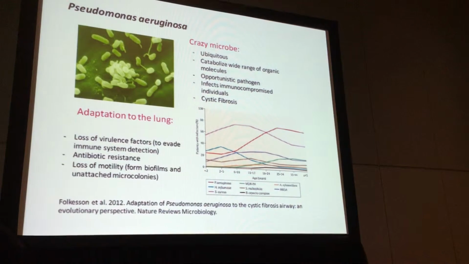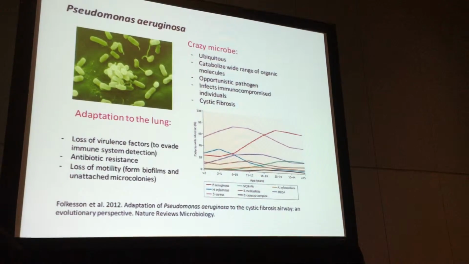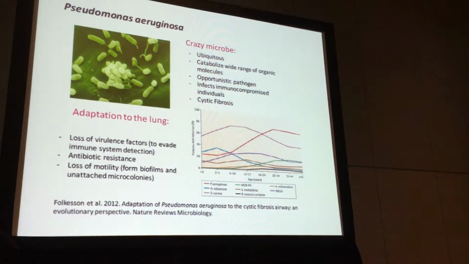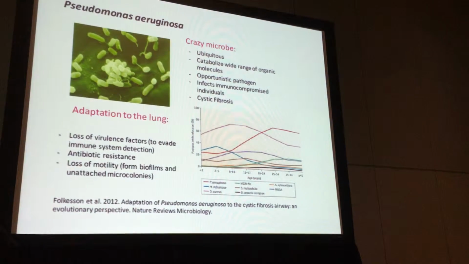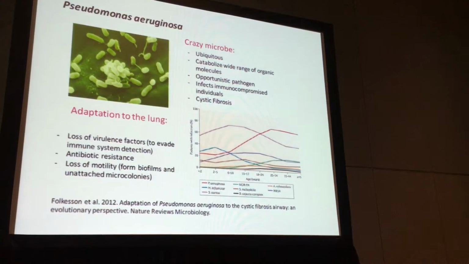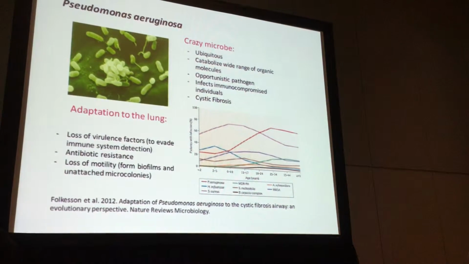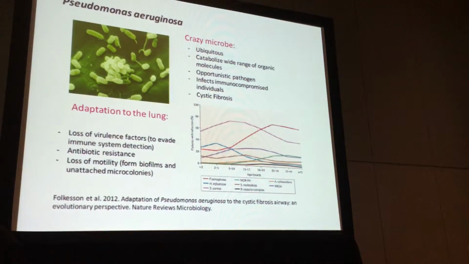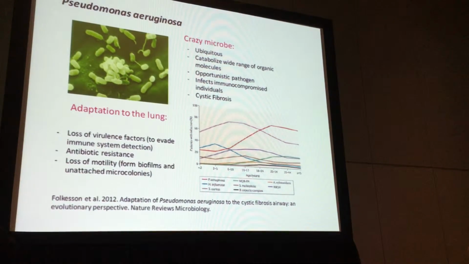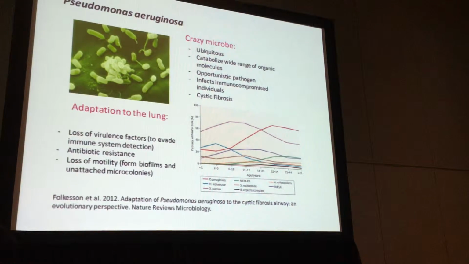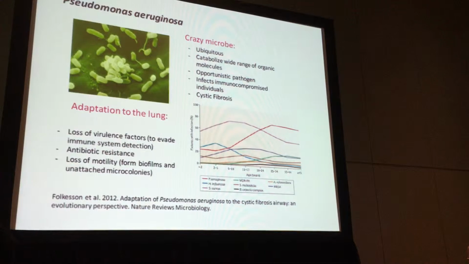There are lots of other microbes present, but Pseudomonas aeruginosa becomes the most common microbe around adulthood in all cystic fibrosis patients and remains there for the rest of the patient's life. It's very difficult to eradicate these infections. And there are many common adaptations of this bacteria to the lung environment. I've listed a few here: loss of virulence to avoid immune system detection, antibiotic resistance, a loss of motility.